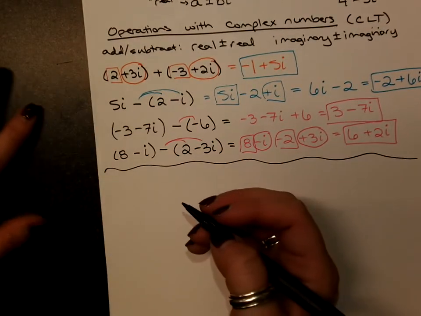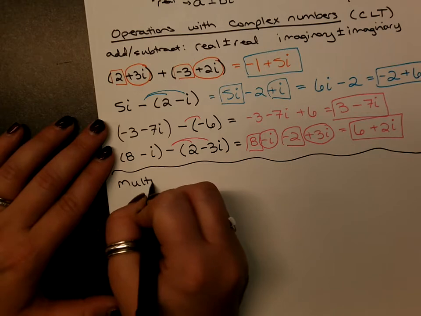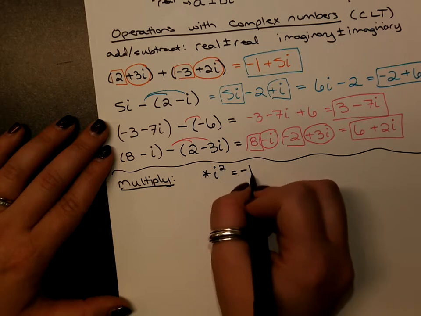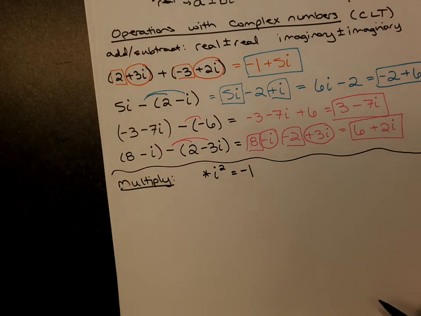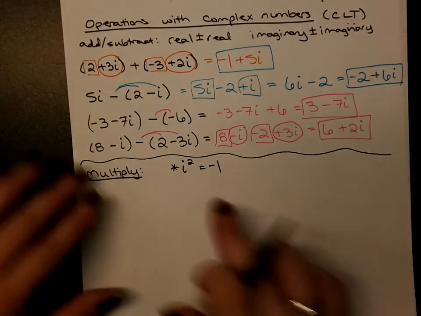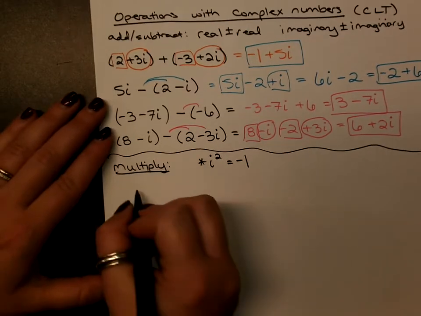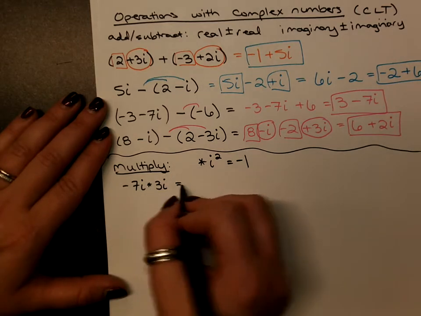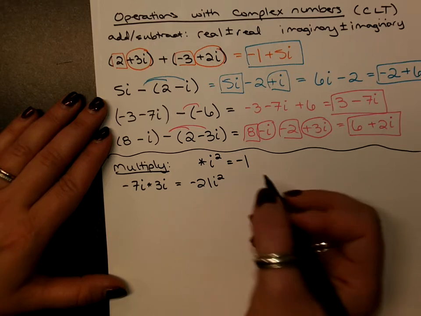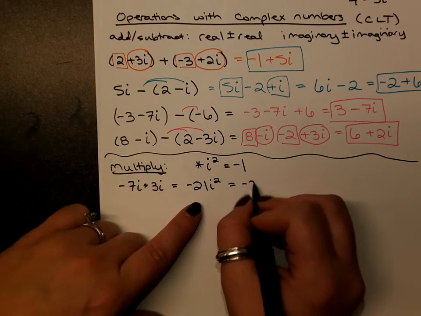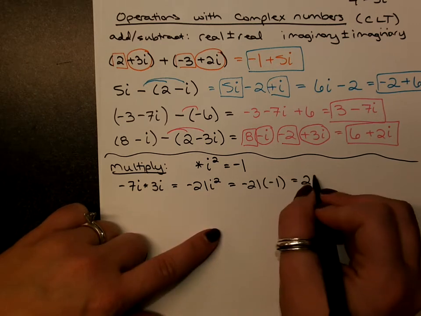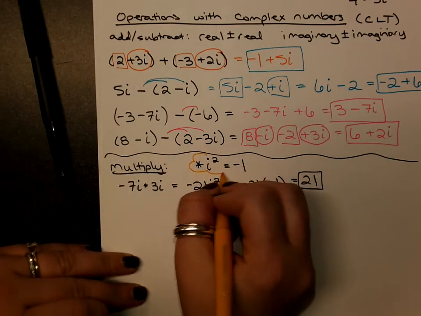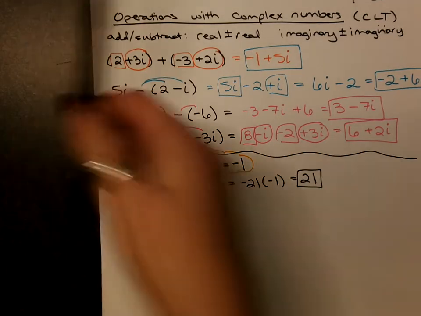Now let's look at multiplying. The thing to remember is that i squared is negative 1. That's very important. I squared is negative 1, just like I talked about in the last video. If you can remember that, multiplying is not so bad. So if I have negative 7i times 3i, that makes negative 21i squared. And remember that i squared is negative 1, so it's negative 21 times negative 1, which works out to positive 21. So this is very, very important. Anytime you see i squared, you immediately change that into negative 1.